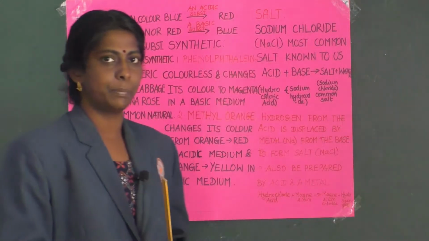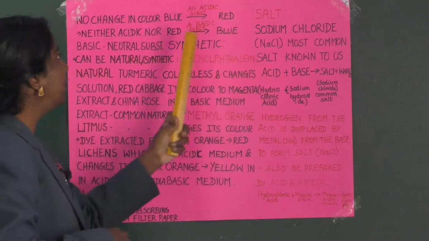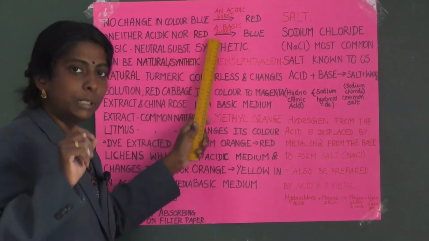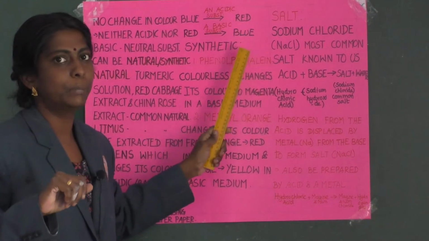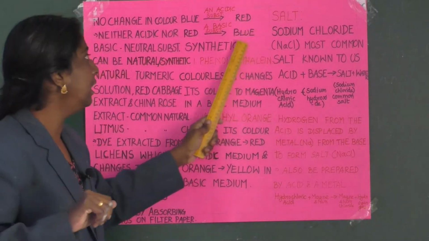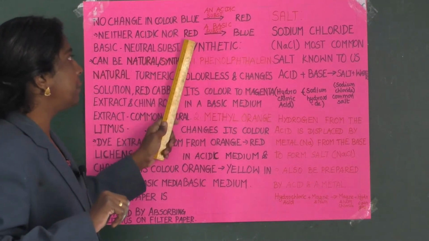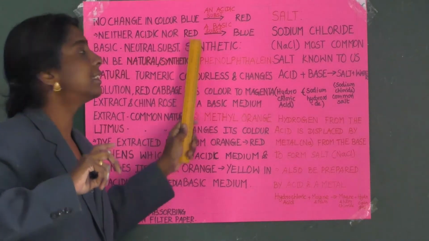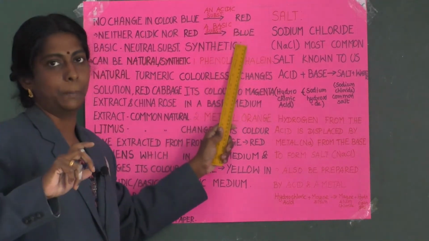Okay, litmus paper. If it is treated with an acidic substance, blue litmus turns red. And again, if the red litmus paper is treated with a basic substance, then the red litmus will turn into blue color. Clear?